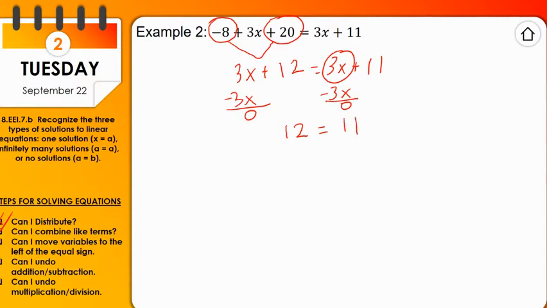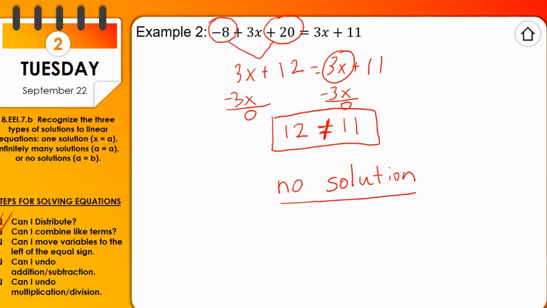So again, we have a solution, or what appears to be a solution, where 12 equals 11. A number equals a number, but those two numbers are not the same. Can 12 ever equal 11? The answer is no. So because 12 does not equal 11, we have no solution. And this is why.